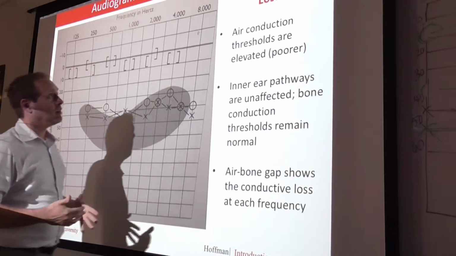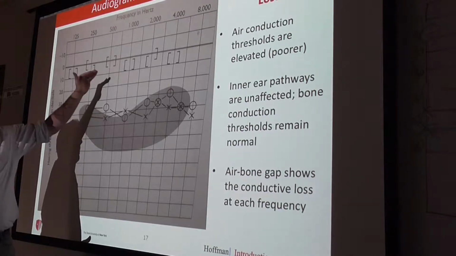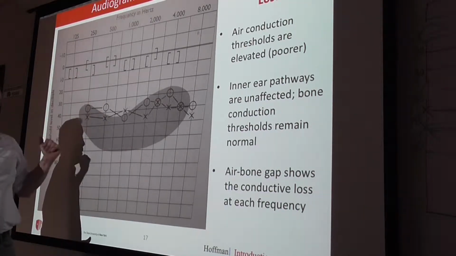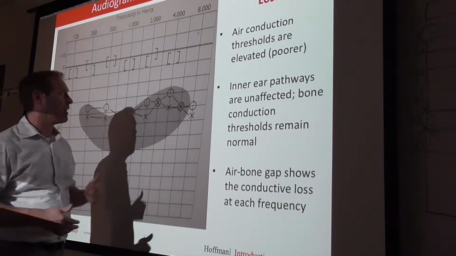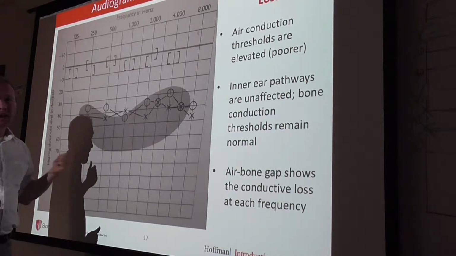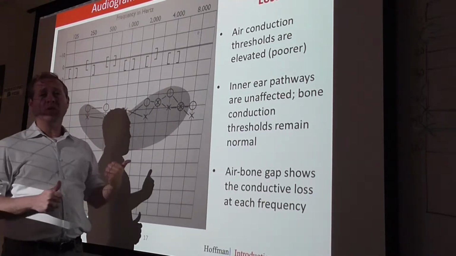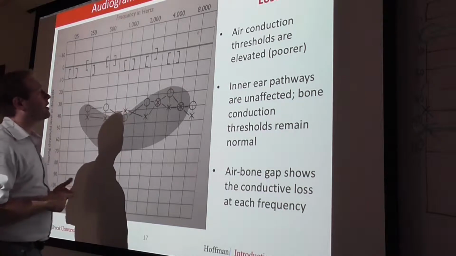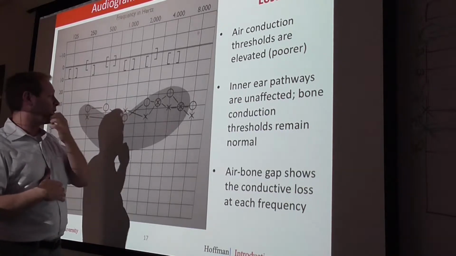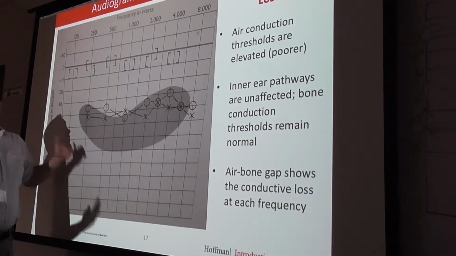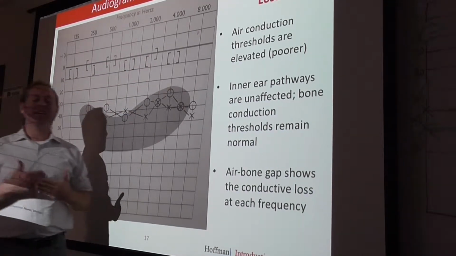Okay. First, we're going to look at conductive hearing loss. Conductive hearing loss shows on the audiogram via an air bone gap. Okay? The air bone gap shows the conductive loss at each frequency. So what do I mean by air bone gap? Well, we know that air conduction is shown on the audiogram with X's and O's, and we know that bone conduction is shown on the audiogram with these brackets, okay, or the carets if we're not using masking. So here we were using masking. But if there's a gap between the bone line and the air line, there is a conductive loss.